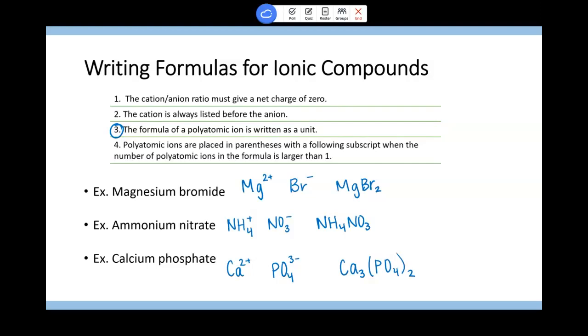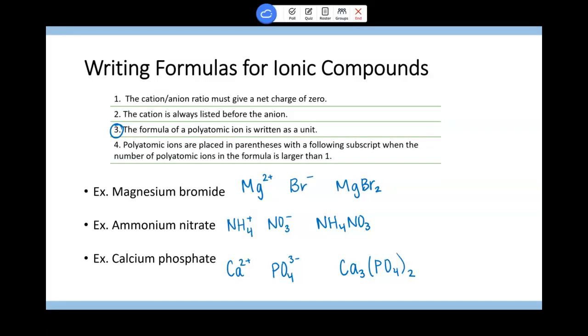Good question. The magnesium doesn't have a 1, so we don't need parentheses. And for the bromine, we only need parentheses for polyatomic ions. So phosphate is PO4 3-, and if we need 2 of them, we need 2 of the whole ion. So we keep the ion as a unit and use parentheses to say the 2 is for the entire ion. So it should always have parentheses if there's more than 1. If there's only 1, then we wouldn't.